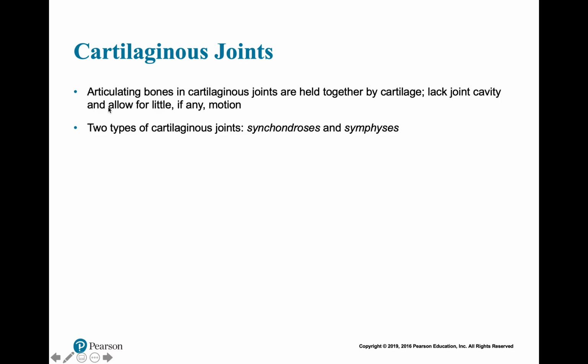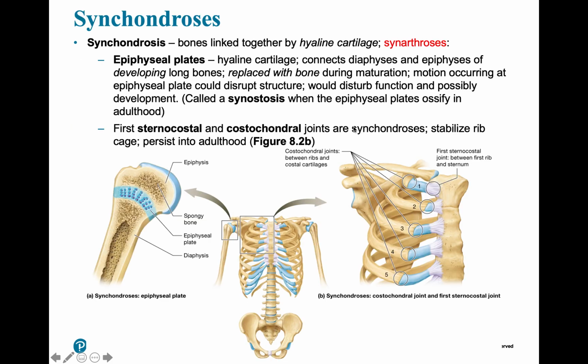Okay? And then the two specific types of cartilaginous joints that we're going to learn are called synchondroses and symphysis joints. All right, so the first specific type of cartilaginous joint is called a synchondrosis. Synchondroses for plural, synchondrosis for singular. Synchondrosis joints are bones that are linked together by hyaline cartilage, and they are immovable. So we classify them based on function as synarthrotic joints.